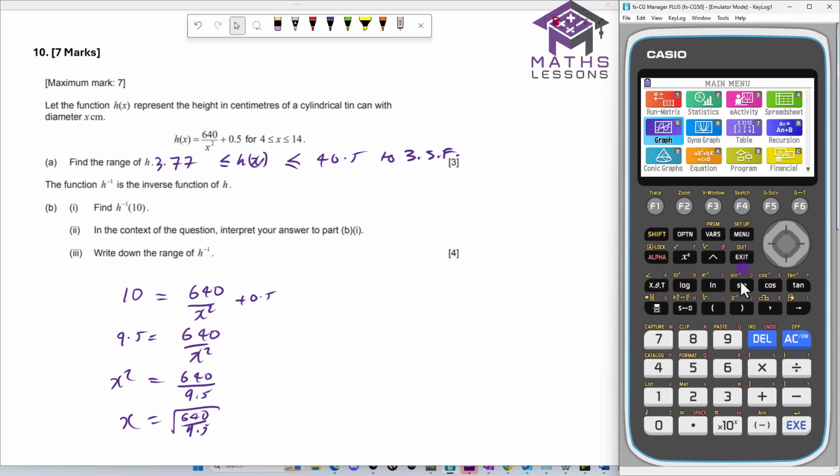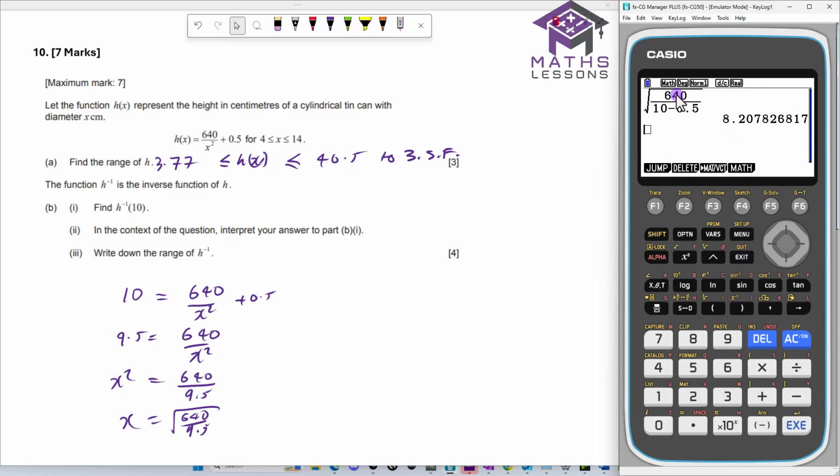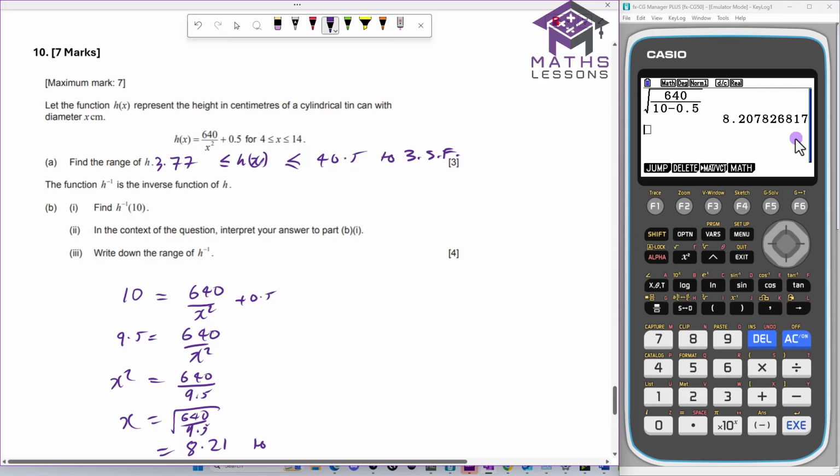So if you go to Menu 1, you see I've calculated this already, and I just put it into the inverse function, worked out the inverse function, and I got 8.207. So 8.21 to 3 significant figures. In the context of the question, interpret your answer to part B, part 1. So this x value is the diameter of our tin. So we have a tin diameter of 8.21 centimetres, and its height is equal to 10 centimetres. Okay, that's our real world context for this question, and that's what it's asking for.